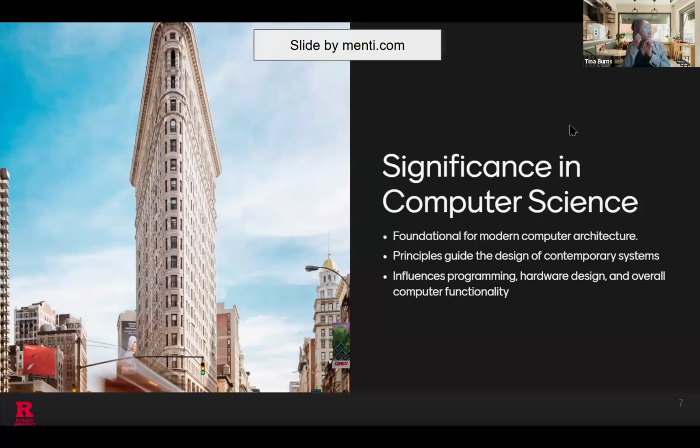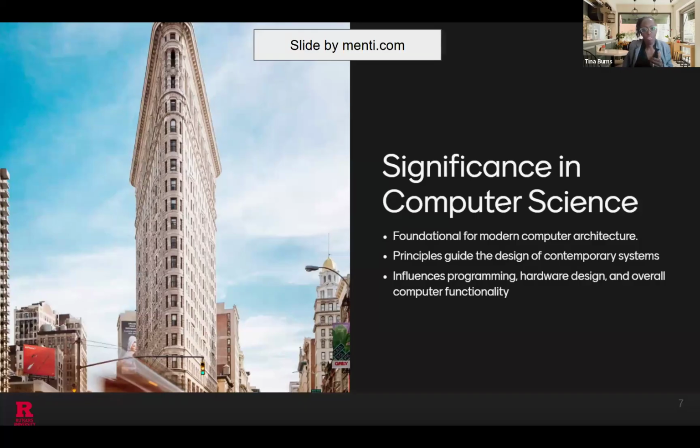Now, why is this model? Why do we care about this? And why is this significant to what we're doing? Well, for one thing, it really sets a foundation for how you want to represent computers, right? And it's still foundational even for the modern architecture that we have now.